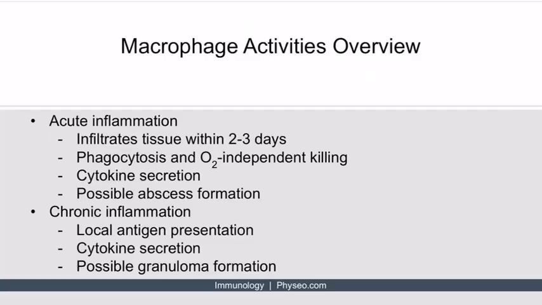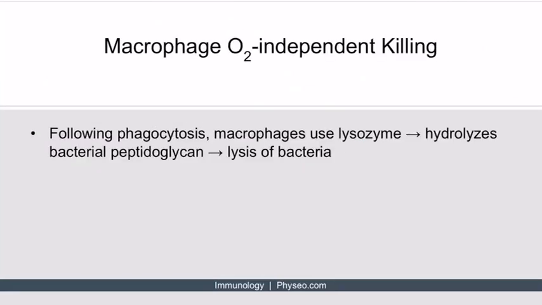After ingesting the pathogen, the macrophage needs to kill it, and it does this through oxygen-independent killing. Recall from the neutrophils lecture in Section 3 that there is oxidative killing, which is the primary means by which neutrophils kill phagocytosed pathogens. However, neutrophils can also use something called non-oxidative killing, or rather, oxygen-independent killing. And it's this oxygen-independent killing that macrophages mainly use.